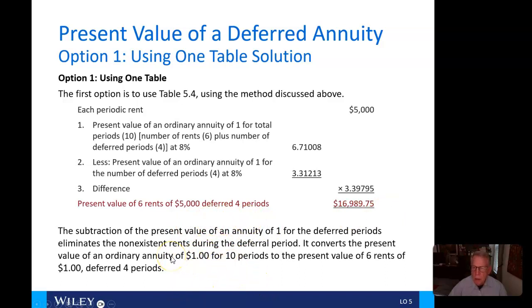Okay, the subtraction of present value, then, of the annuity of 1 for the deferred period eliminates the non-existent rents during the deferral period, and it converts the present value of an ordinary annuity of $1 for 10 periods to the present value of 6 rents of $1 deferred 4 periods. Okay.